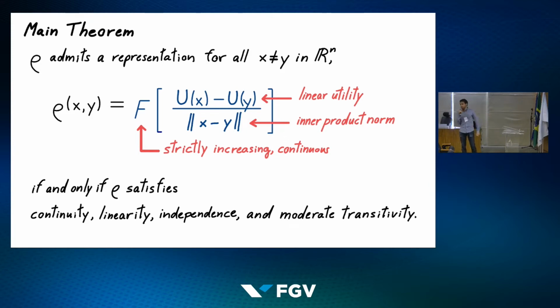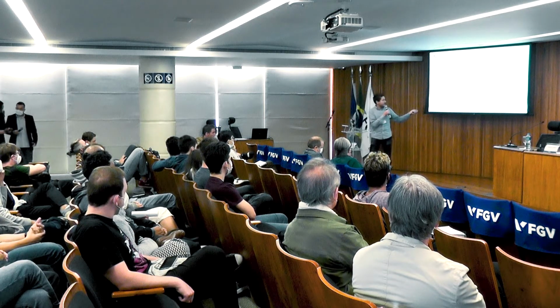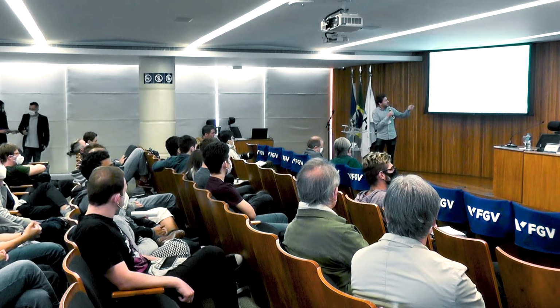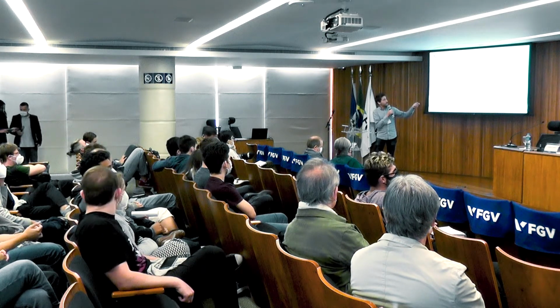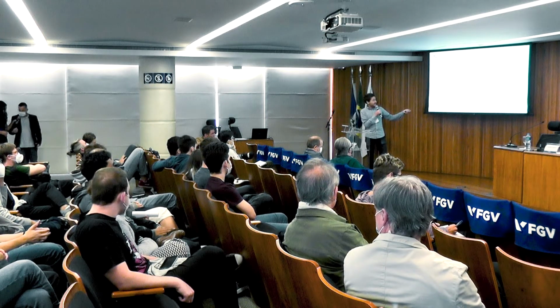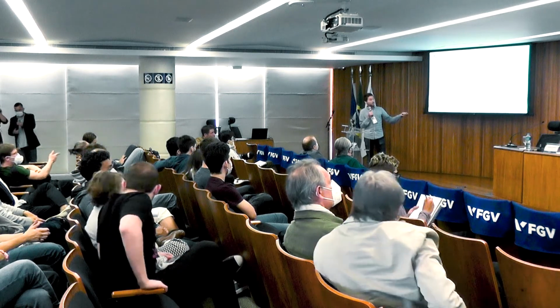So the main theorem is going to say that my behavior can be represented by this formula if and only if it satisfies continuity, linearity, independence, and moderate transitivity. So this can be thought of as the data generation process if and only if the data that you see satisfies these 4 testable implications. Okay. So this is useful. Why?